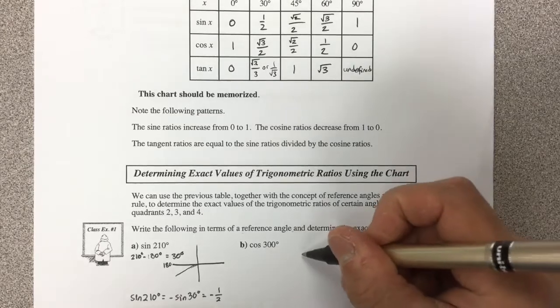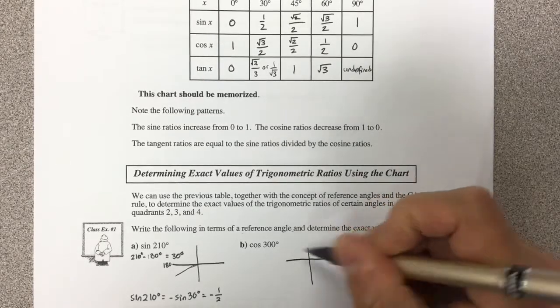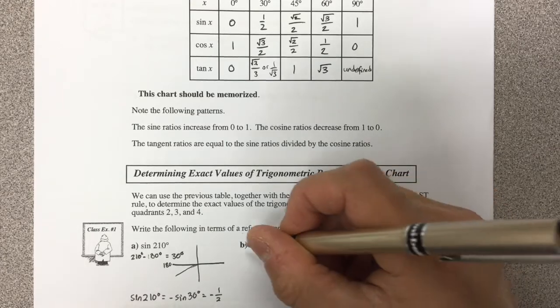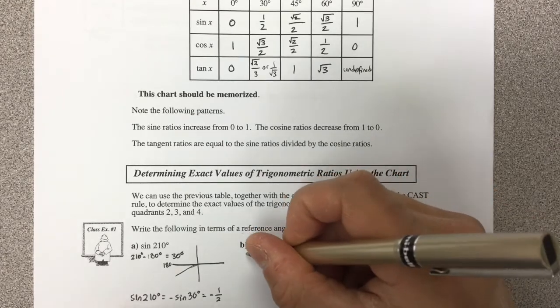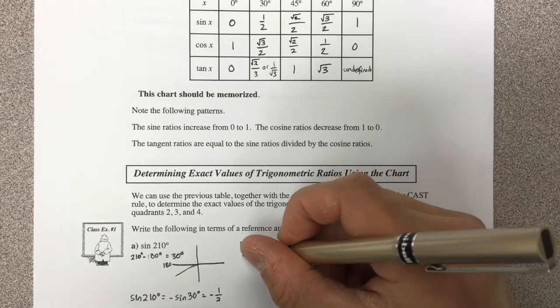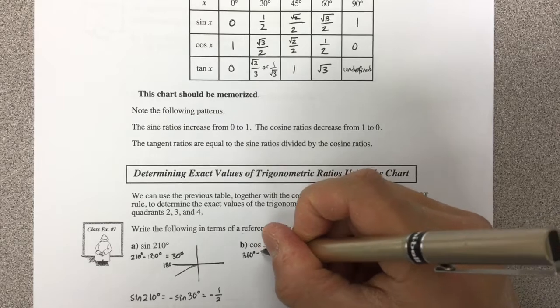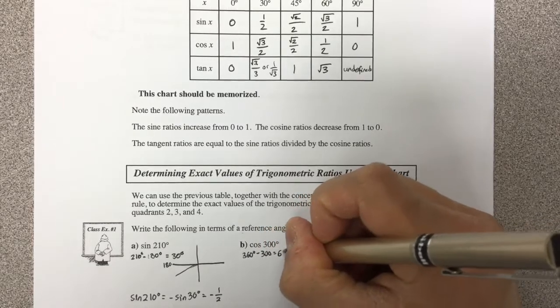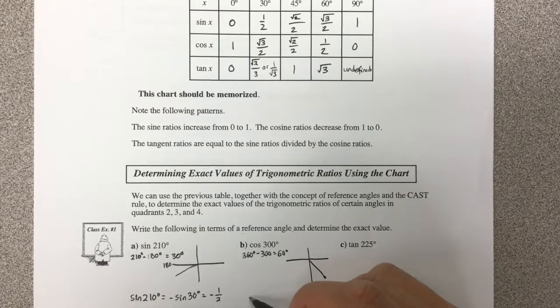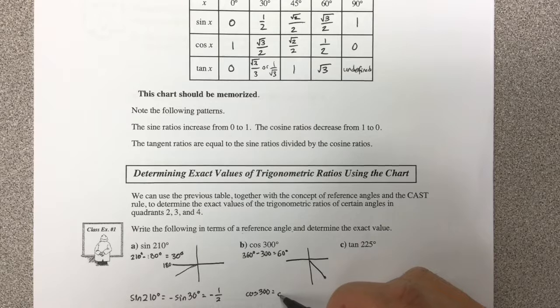Cosine 300, well, I want to take the same approach. Cos 300 is going to be in this quadrant. Now, if I have cosine 300, then we want to find out what our reference angle is going to be. So 360 degrees minus 300 is equal to 60 degrees. And the cosine ratio is positive in this quadrant. So cosine 300 is going to equal positive cosine of 60 degrees.